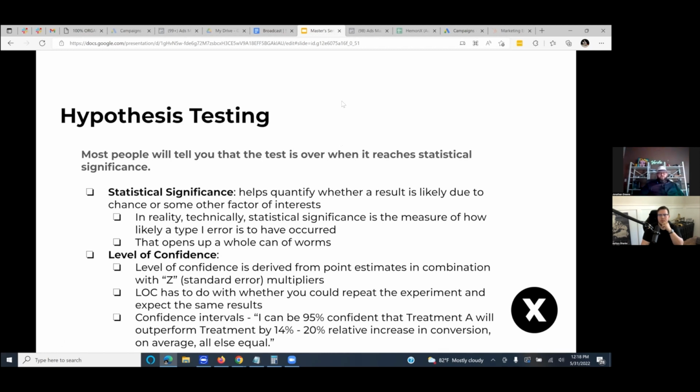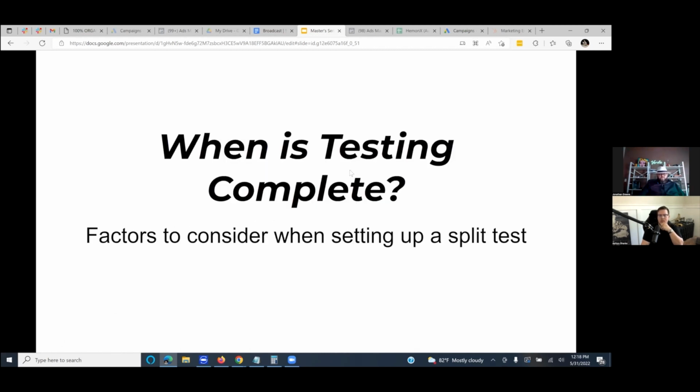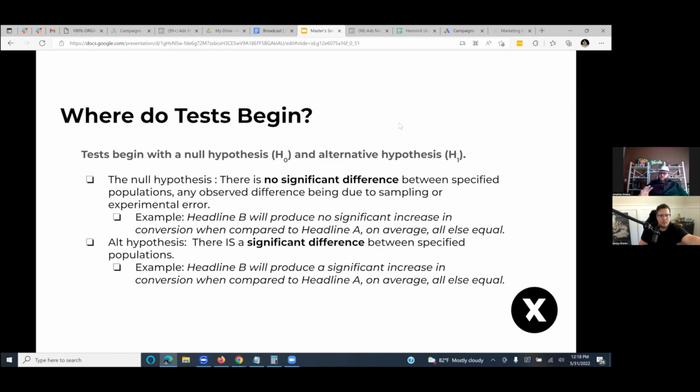All of that is pretty interesting and pretty baked into most split testing platforms. But ultimately, what I want to talk about is knowing when your test is complete, okay? There are a few factors that we need to consider when we're talking about knowing when our test is complete. So let's talk first about how tests begin. When I ask somebody to come up with a hypothesis, usually it sounds something like, my hypothesis is that the treatment that I created will outperform the control because blank. And you're going to have an idea or a reason, and that's your hypothesis.